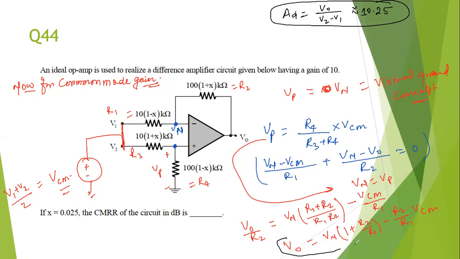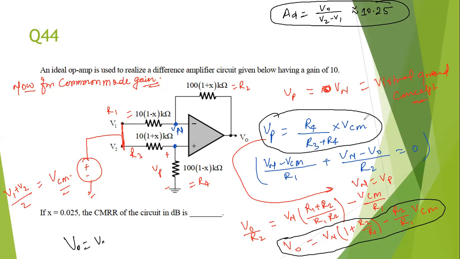Okay, so this is the value of the V0. Now just put with these values Vp equal to Vn. So just put here and you will get the answer V0 equal to VCM. Just put this value. This is equal to Vn, and just put this value here, and you will get V0 equal to VCM. After solving, you will get this V0 equal to VCM.